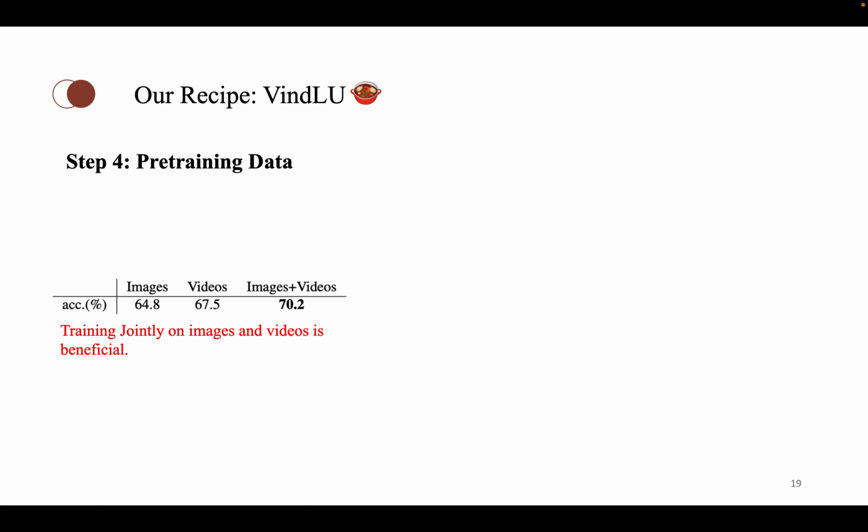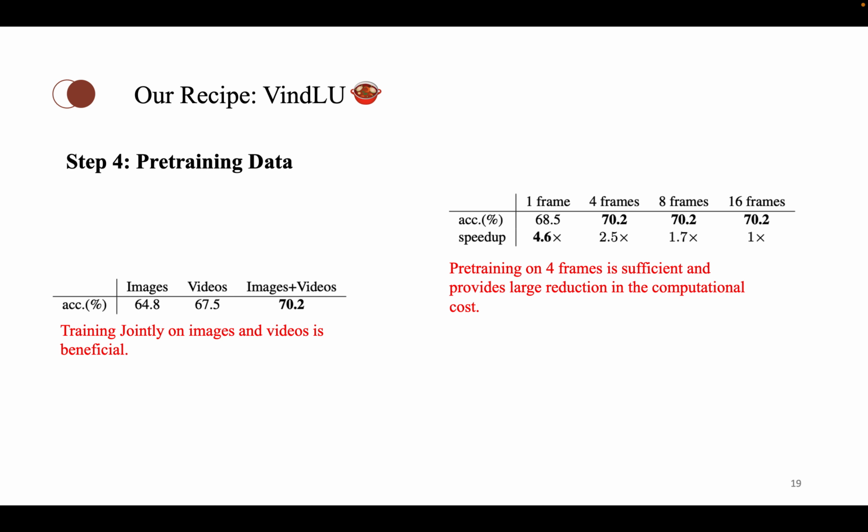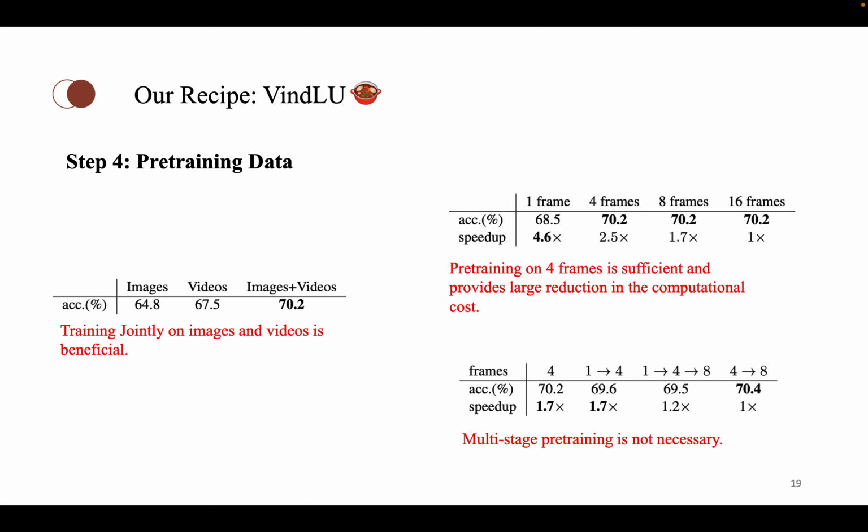We also investigate the pre-training data. Training jointly on images and videos led to more than 3% improvement. Pre-training on 4 frames is sufficient, and provides a large reduction in the computational cost. Third, multi-stage pre-training is not necessary.